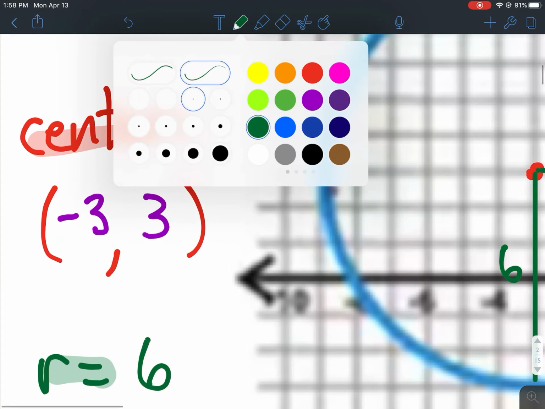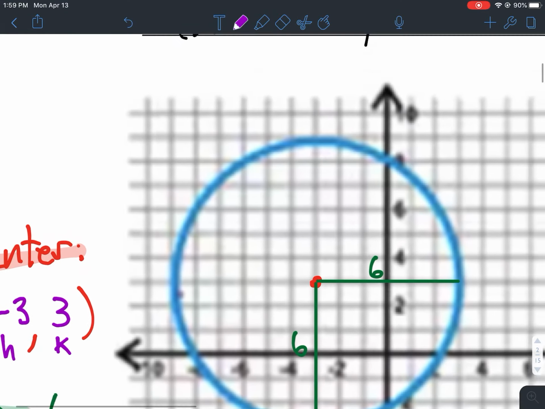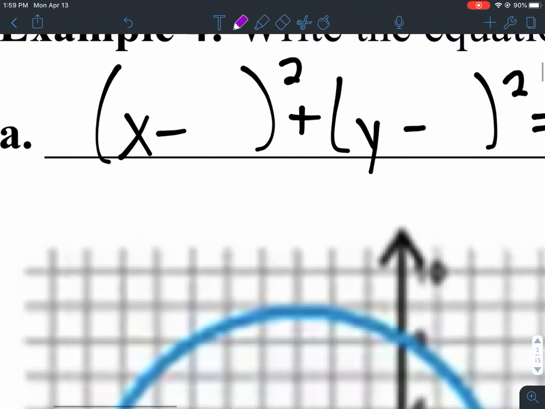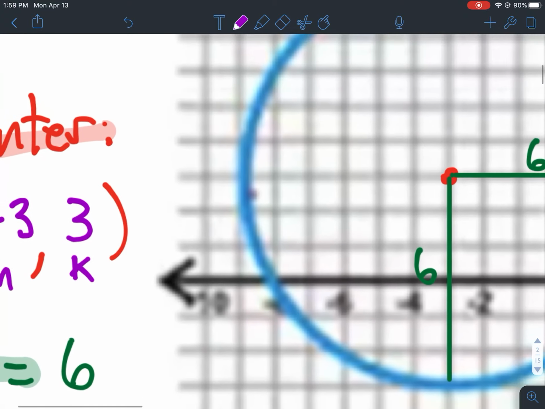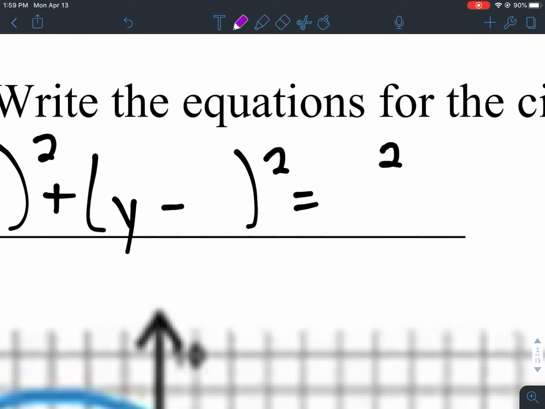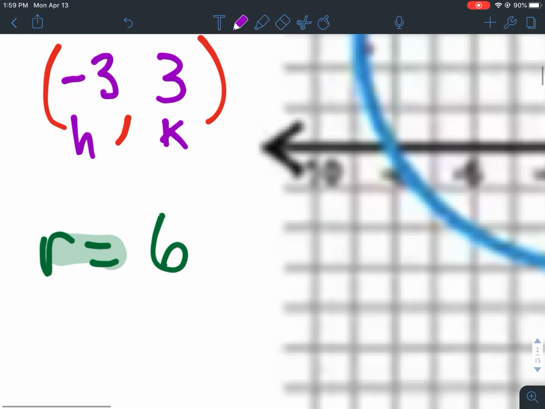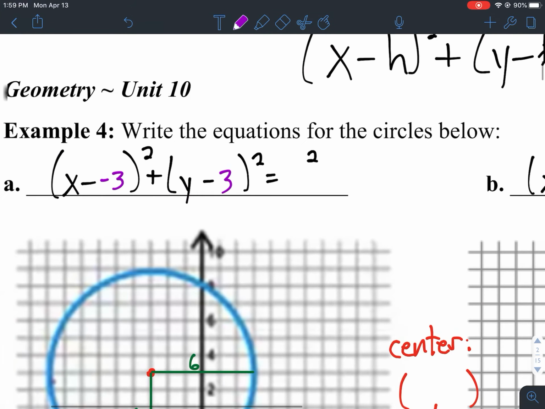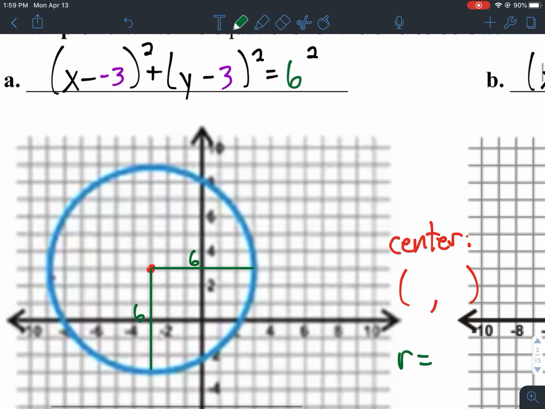So the center is -3, 3. So therefore, our h value and our k value are given to us. Our h value is the value that goes inside with the x. So this is going to be x minus -3. And our k value is 3, so that's going to be the one that's paired up with the y. So y minus 3. And then the last piece of information that we have is the radius is 6. So therefore, you have equals 6 squared.